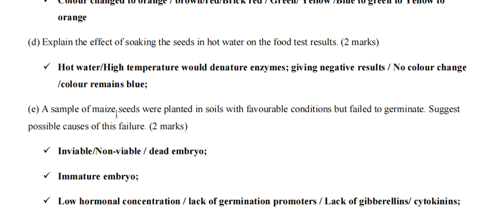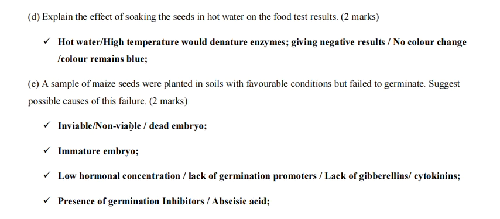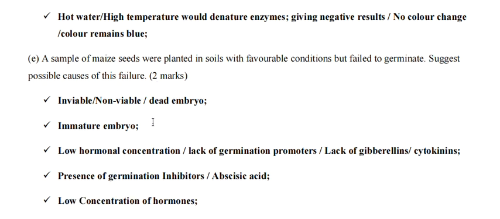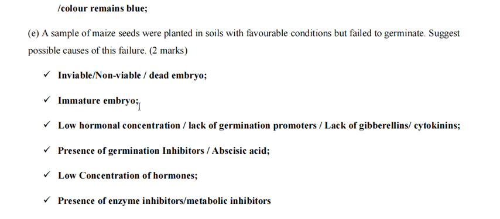Then part E: a sample of maize seeds were planted in soils with favorable conditions but failed to germinate. Suggest possible causes of this failure, and that means seed dormancy. The seeds had dormancy. Number 1, inviable or dead embryo or non-viable seeds. Then immature embryo, that is another reason.